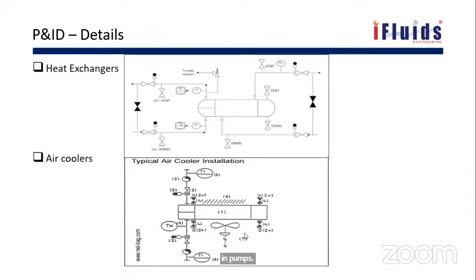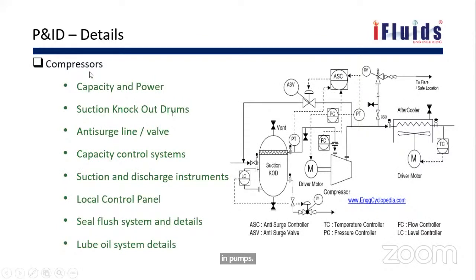So flare is nothing but the relief system. Whenever there is over-pressurization or any abnormal condition, the excess pressure, that excess fluid will be relieved to the flare header, where it is burnt at the tip of the flare, because we cannot release unburnt hydrocarbons or toxic gases into the atmosphere. So this flare system is also clearly represented in the P&IDs.